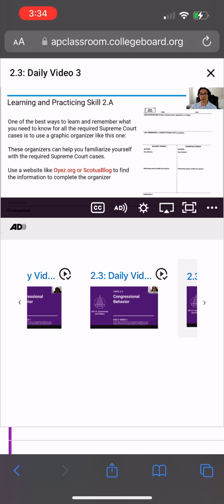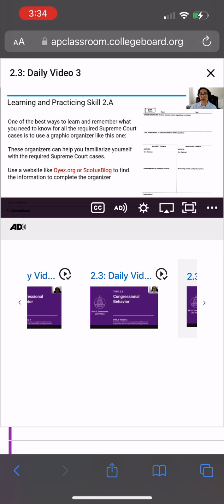You remember we had this graphic organizer, and there are all kinds out there that are very similar, where you're going to write down the information. It's going to help you remember the story. Remember, the story is more memorable: what happened, how it got to the court, what the court ruled, and why they ruled that particular way. You can find information to complete the graphic organizer on OEA.org or SCOTUSblog.